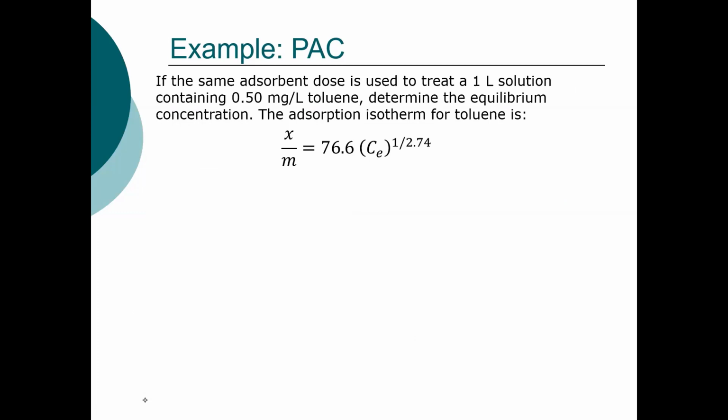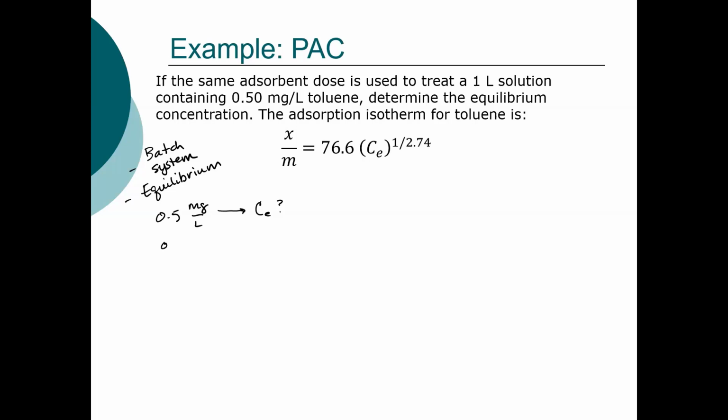Now, if the same adsorbent dose is in this case used to treat a 1 liter solution of 0.5 milligrams per liter toluene instead of benzene, you're asked to determine the equilibrium concentration. So our approach is the same. Okay. The only difference, again, we're looking at a batch system and we're looking at equilibrium. So we start with 0.5 milligrams per liter. Now we're asking, what is that equilibrium concentration?